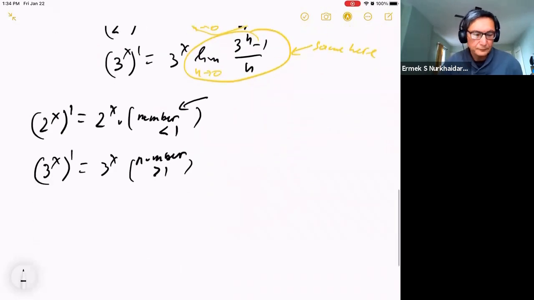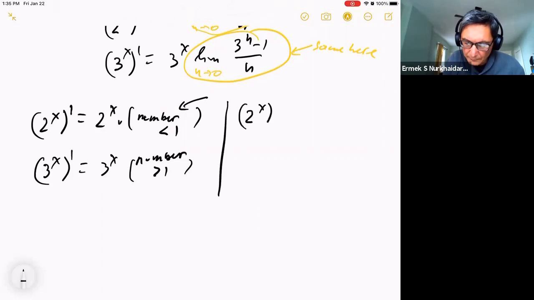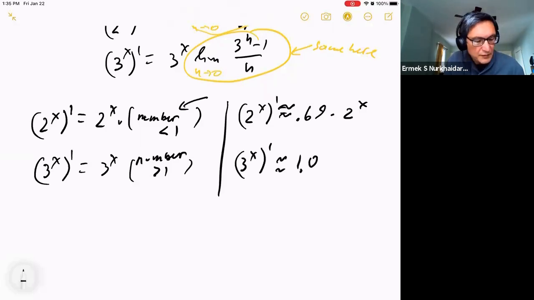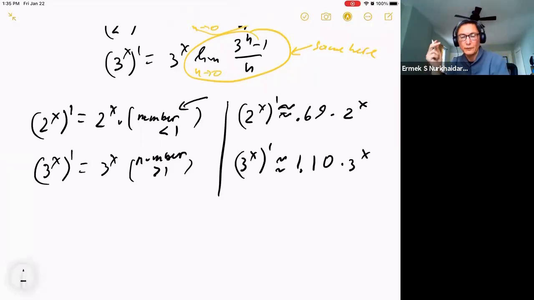So to be exact, derivative of 2 to x is approximately 0.69 times 2 to x. And derivative of 3 to x is approximately 1.10 times 3 to x. Okay, so that's what we got. And then you can play a little bit more with these numbers.